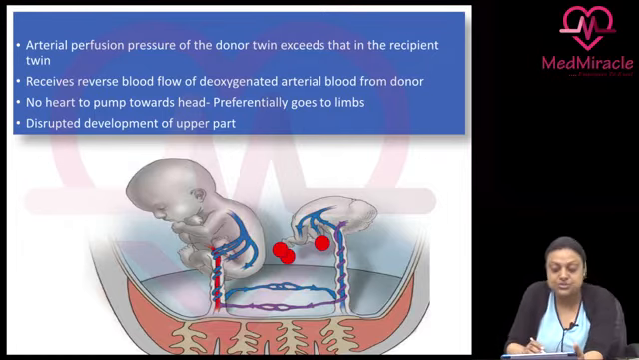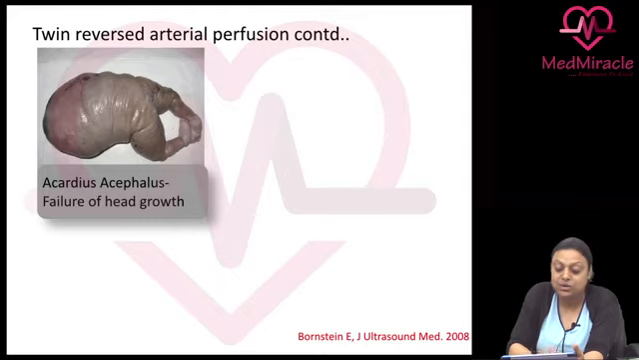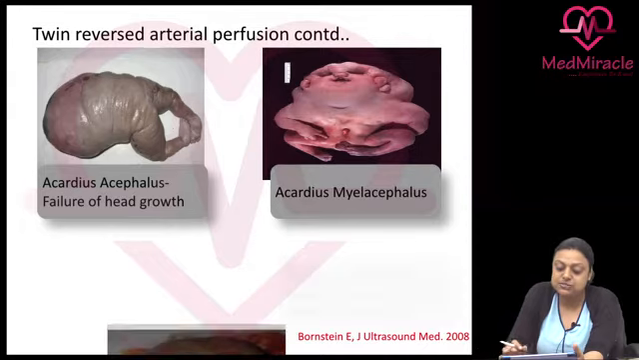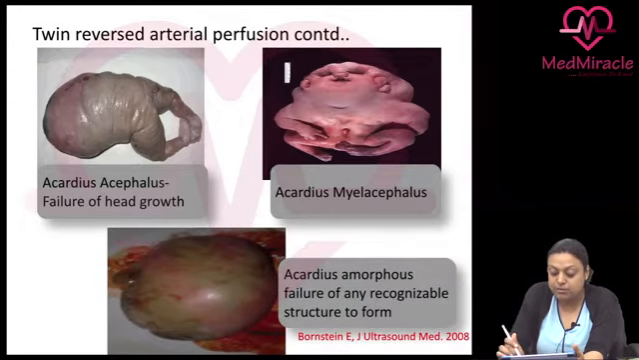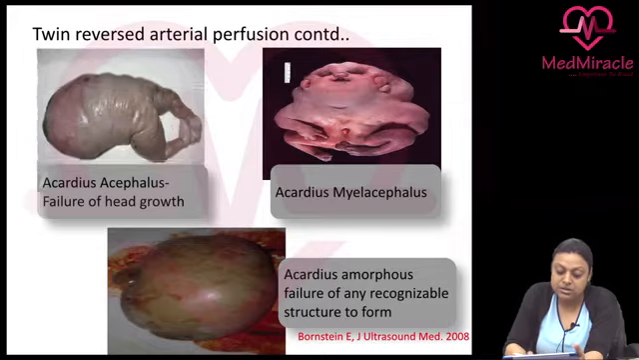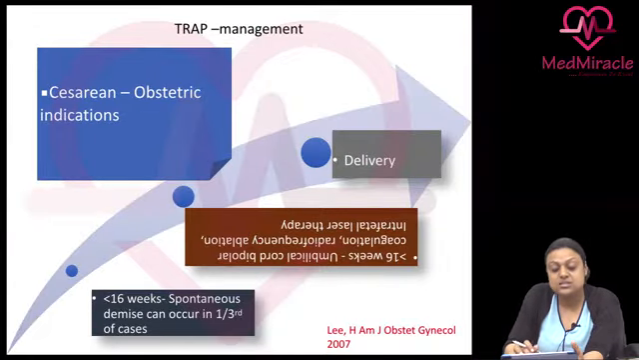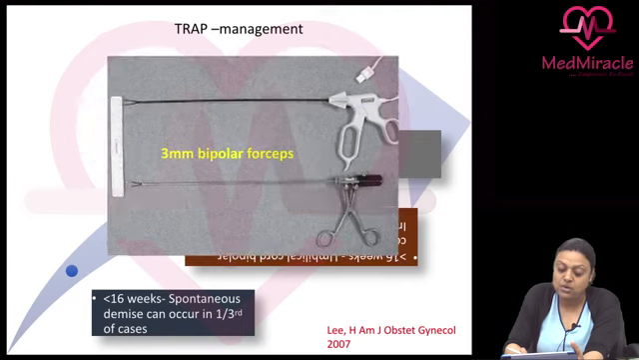So this is the fetus. This is an acardiac, acephalous fetus. Only the lower limb is developed. The upper part of the body is completely non-developed. And this is the acardiac myelocephalus, that is, a little bit of the head is formed. Acardiac amorphous, failure of any recognizable structural form. So that is the TRAP sequence. So in TRAP sequence, you have to go for a cesarean section. Normal delivery is normally not allowed.